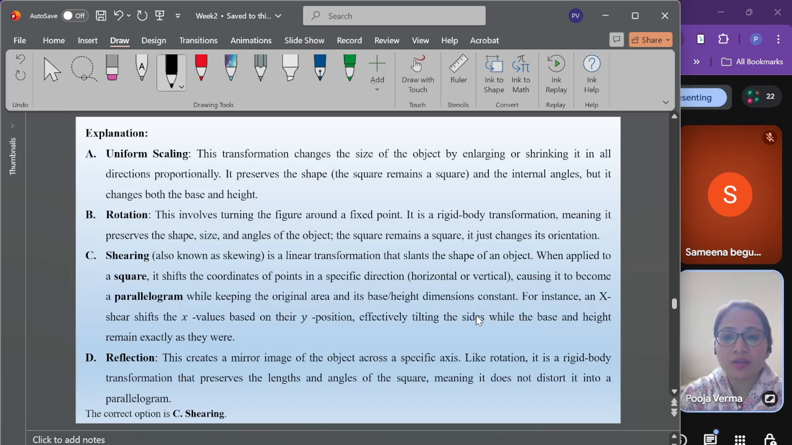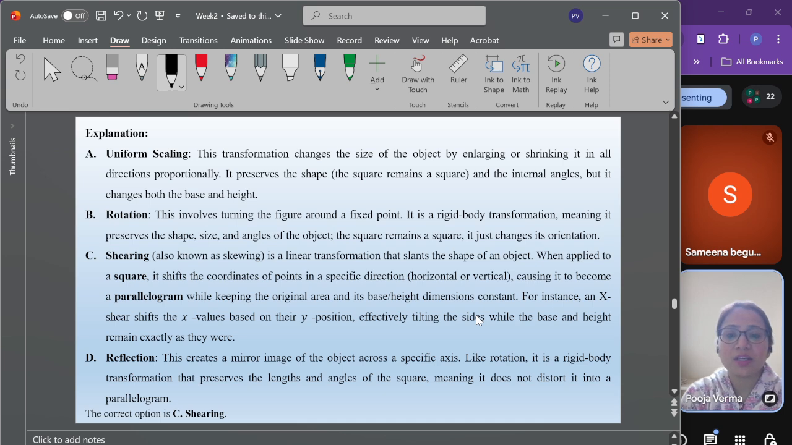And in rotation, rotation involves turning the figure around a fixed point. So it is a rigid body transformation, which we have already seen. That means it preserves the size, shape, and angles of the object. So the square will remain a square. It does not change anything except its orientation.